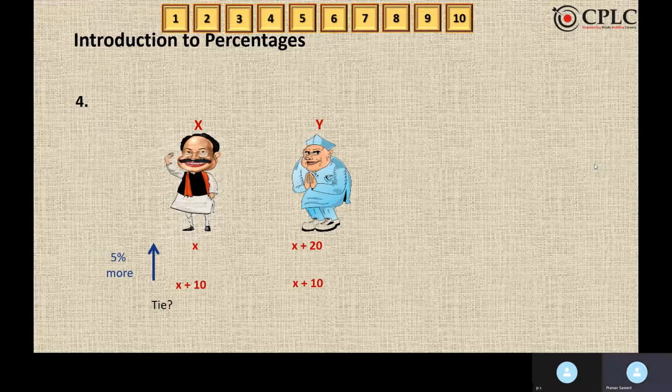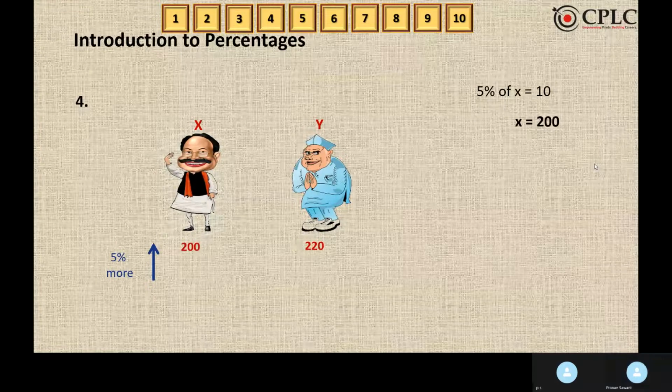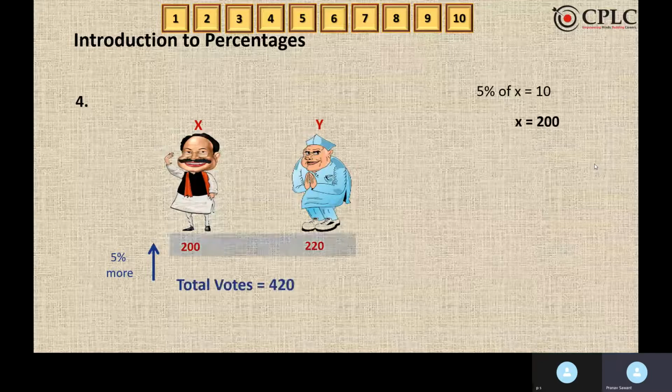Now, they have said that with 5% more votes, there will be a tie. So we can say that 5% of X is equal to 10. From this equation, we can find out the value of X. So the value of X is equal to 200. That means X has got 200 votes and Y has got 220 votes. So the total number of votes is equal to 420. So the answer is 420.